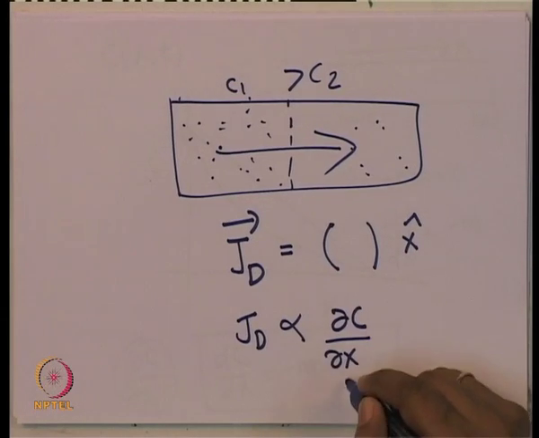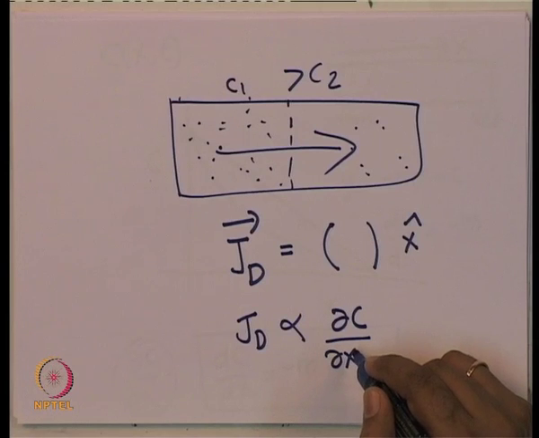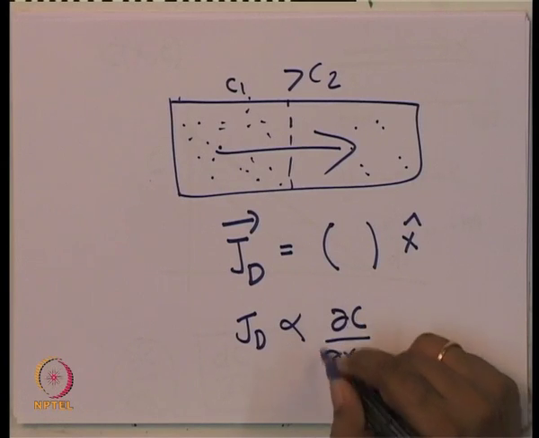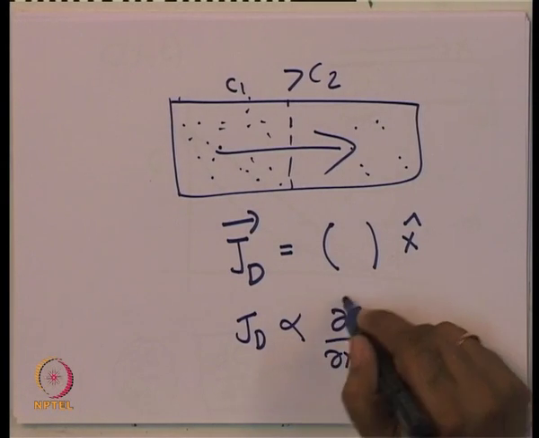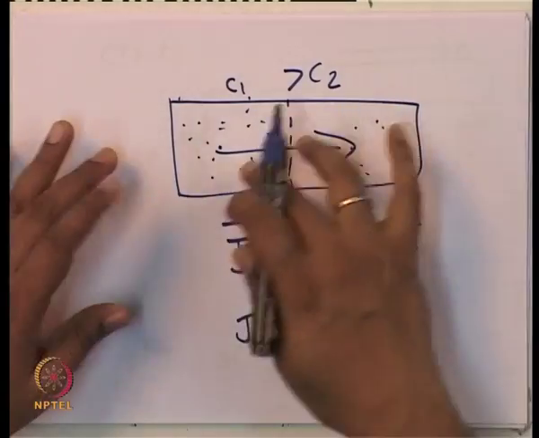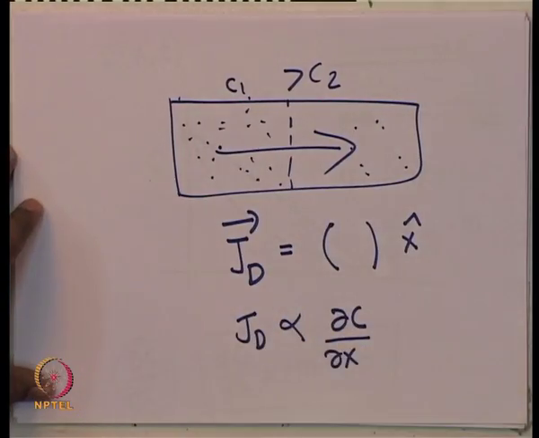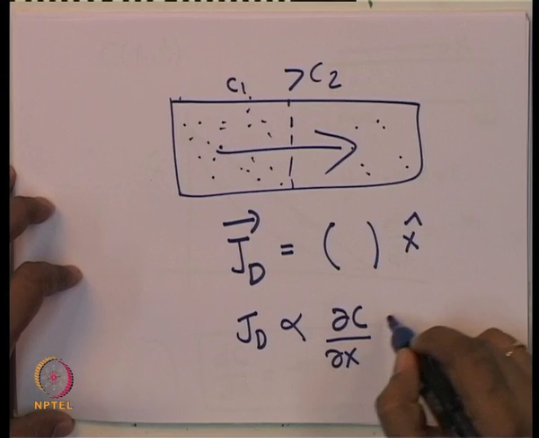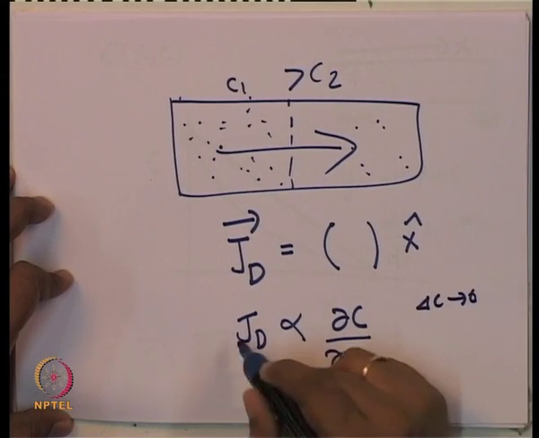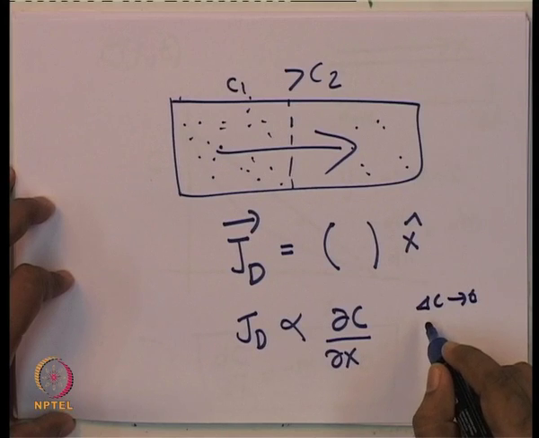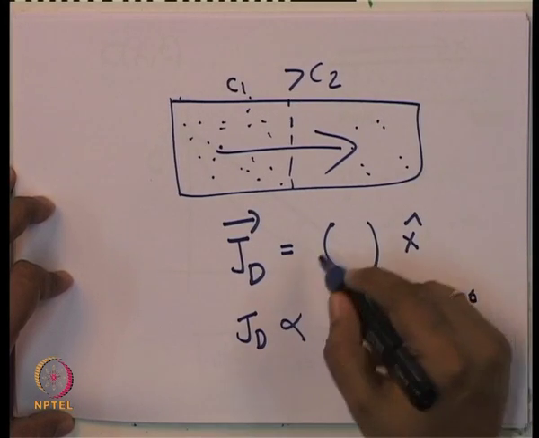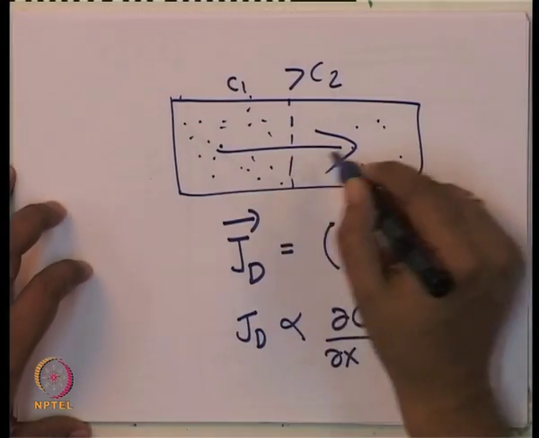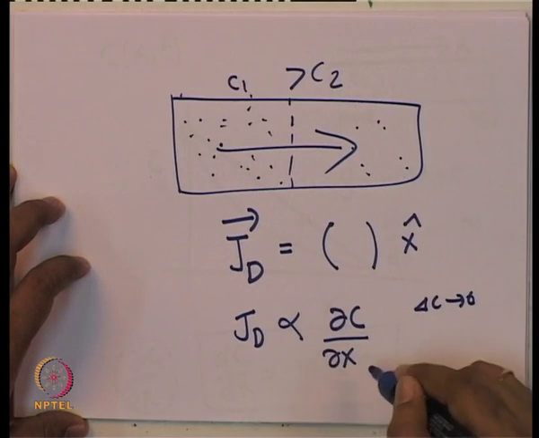The more the concentration difference, the more the flow. This is clear, because if del c by del x is large, that means a huge difference in concentration, and the flow will be more. If delta c goes to 0, the flow will go to 0, right, that is clear. So, there are two things: we know the direction is this, and it has to be proportional to this, but we just discussed that del c by del x is negative.